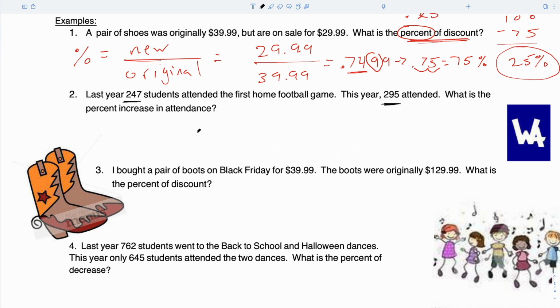To find percent, what do I divide? Which one's on top, Maya? 295 is going to be the new number. That's how many attended this year. And what's on bottom, Maya? Good. Plug it into a calculator, 100%. Go. We're dividing these. Yep. New by the original. The new number by the original. And what's the answer, Evelyn?